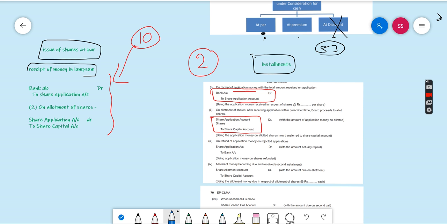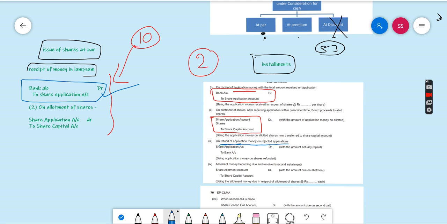Now, there are so many reasons to reject the application, which we will discuss later. Let's just say you rejected the application money, then you need to return the money to the public. Then all you need to do is reverse this general entry, right? So previously, when you received the money, you wrote bank account debit to share application account. Now you're refunding, so share application account debit to bank account.